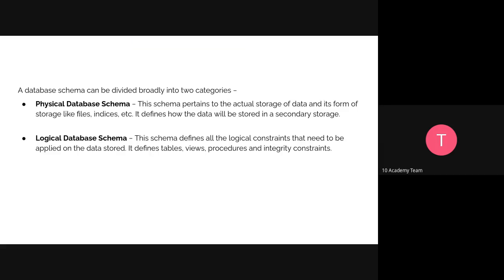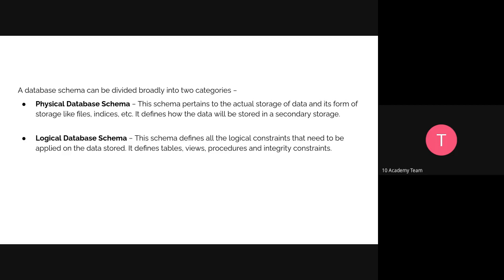A database schema is divided into two categories, the physical database schema and the logical database schema. The physical database schema contains the actual storage of the data, where the data is residing, where we're actually storing it, like in our file storage system and our hard disk. So we can decide and design that as our physical database schema. While the logical database schema defines all the logical constraints that need to be applied on the data store. This is where we have the views, the tables, the procedures, and the integrity constraints.